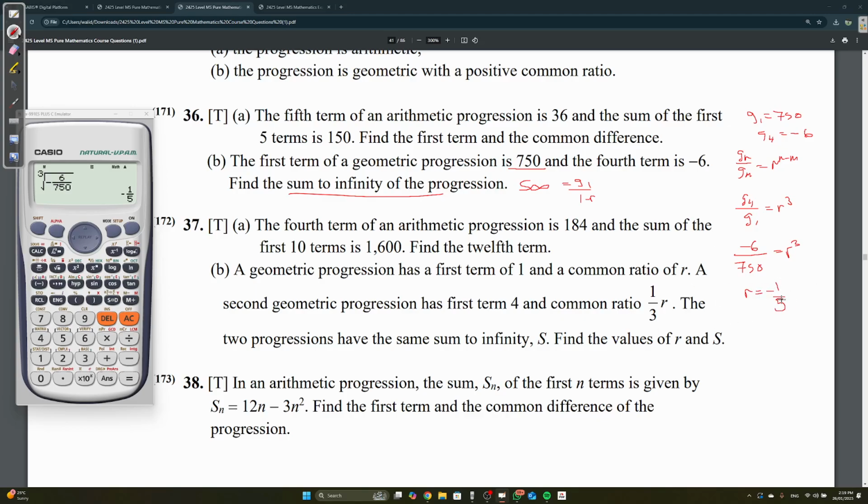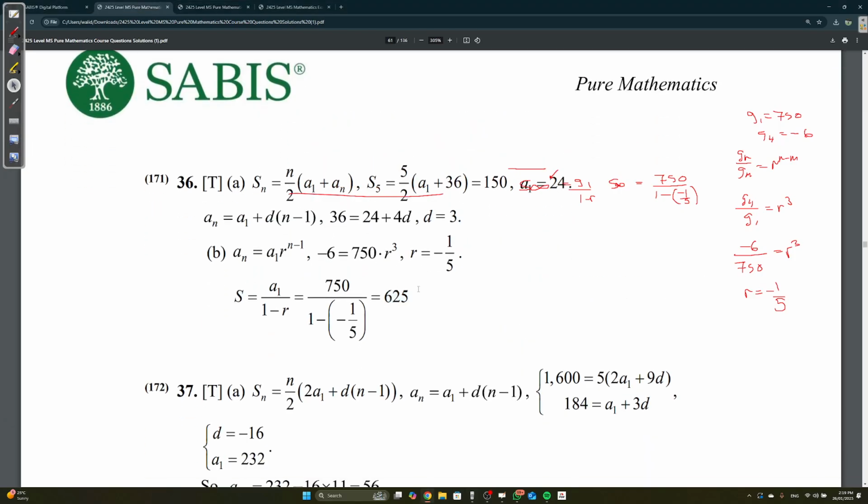Okay, r is negative 1 over 5. To find the sum to infinity, I can just do sum to infinity is equal to g1, which is 750, over 1 minus r, which is minus 1 over 5. Please pay attention to the double minus. Don't get this wrong. It's such a stupid mistake to make that will cost you your whole written part. 1 plus 1 over 5. 625. So the sum to infinity is 625. Yes, perfect.